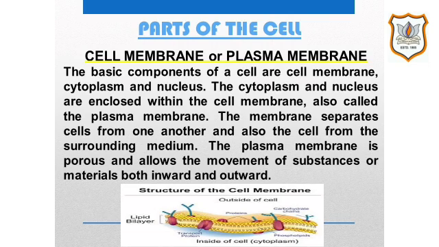Every cell is covered by a thin sheet of skin, which is called cell membrane or plasma membrane. The cytoplasm and nucleus are enclosed within the cell membrane. In other words, cell membrane encloses the living parts of the cell called protoplasm. The cell membrane protects the cell and also gives shape to the cell.